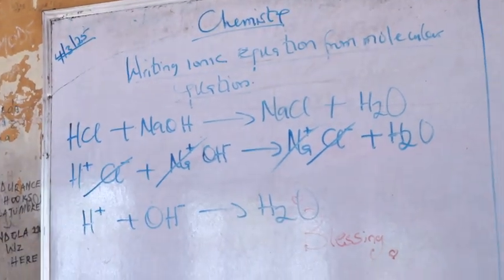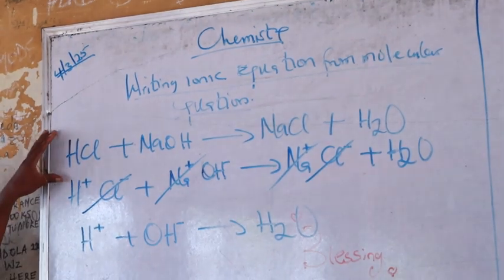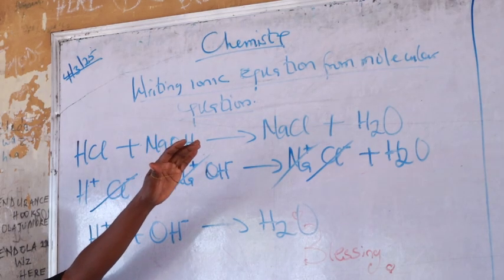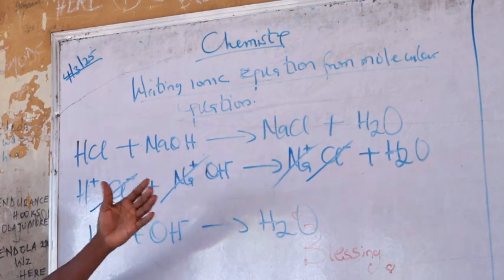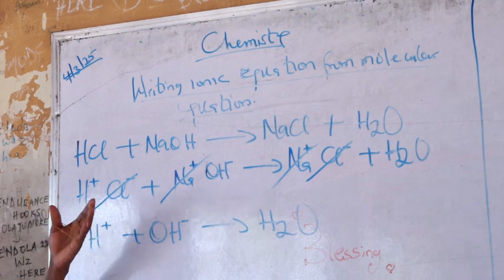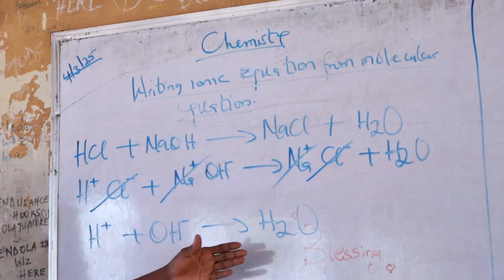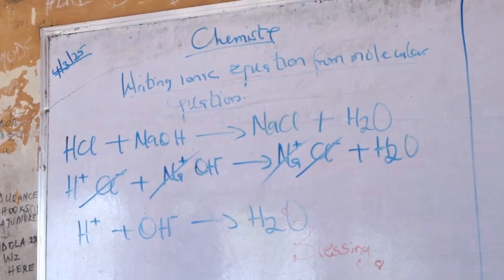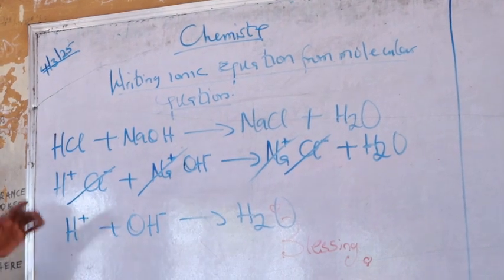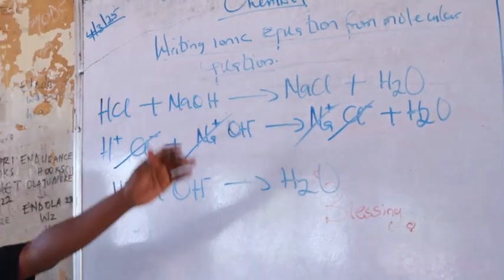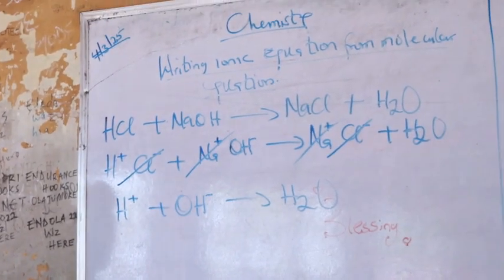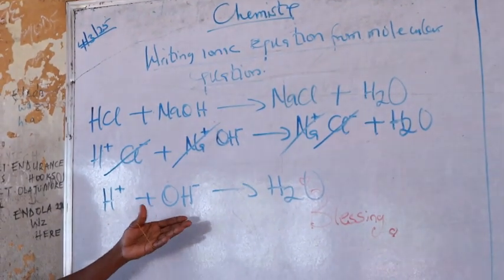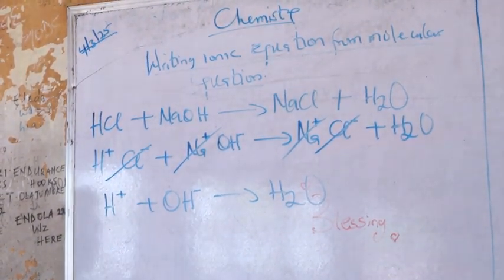That means instead of writing HCl plus NaOH to give NaCl plus H2O in molecular form, it can be written as hydrogen ion plus hydroxyl ion to give H2O in ionic form. What we are given has no electrical charge. We refer to it as molecular equation. And by the time we cancel the ions, we have the equation written with electrical charge. And this is what we refer to as ionic equation.